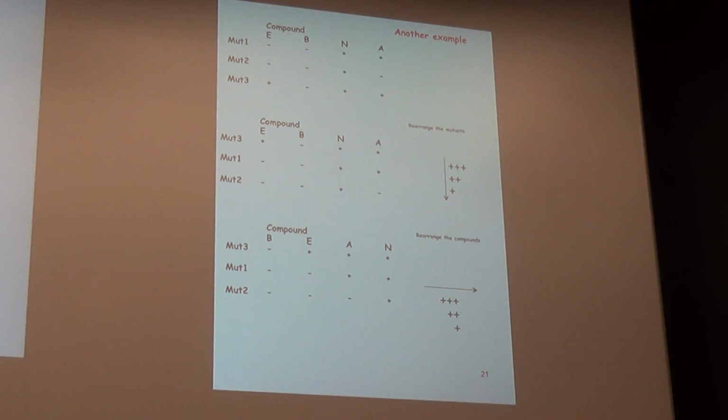N is the last step in the pathway that you're studying. Mutant 3 is required for the conversion of B to E. Mutant 1 is required for the conversion of E to A. And mutant 2 is required for the conversion of A to N. So just by rearranging the rows and the columns in these chemical complementation tables, you can figure out the entire pathway and where in the pathway each mutant functions.